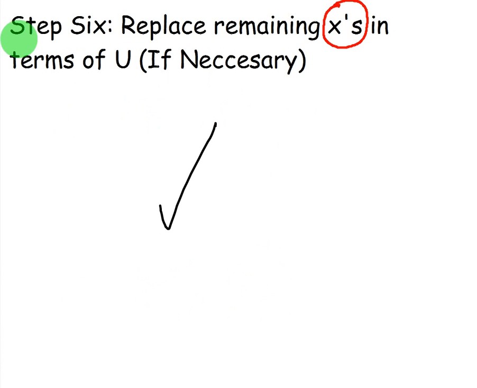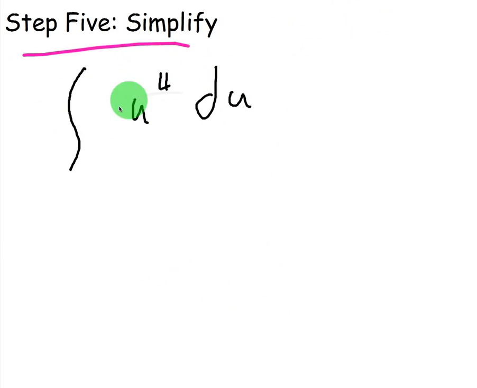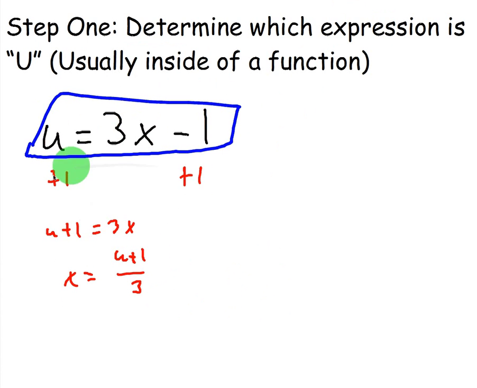Sometimes, not for this example, but sometimes you will replace any remaining x's in your expression in terms of u. So let's say we did all that and we had antiderivative of u to the 4th times x du. You cannot have an x in there. Let's say that did happen. You can easily get x by itself in this expression by adding 1 and then dividing by 3. And that remaining x you would replace with u plus 1 over 3.